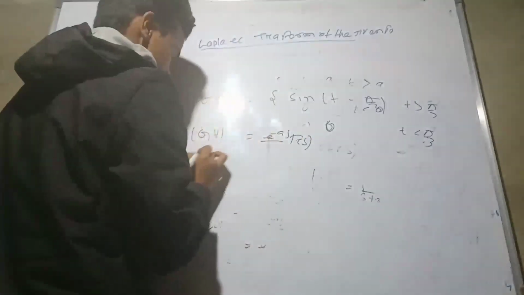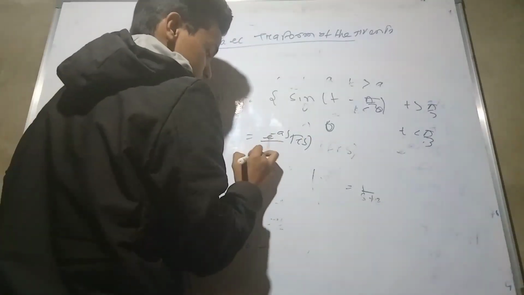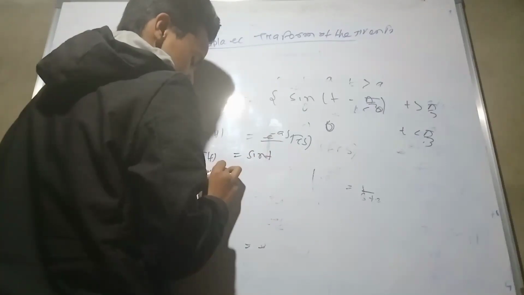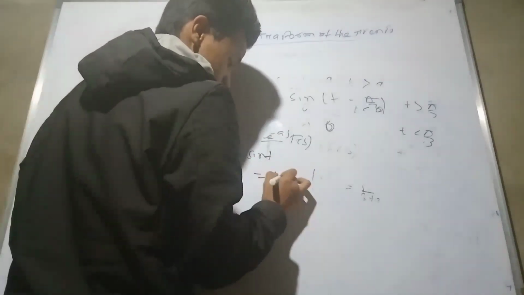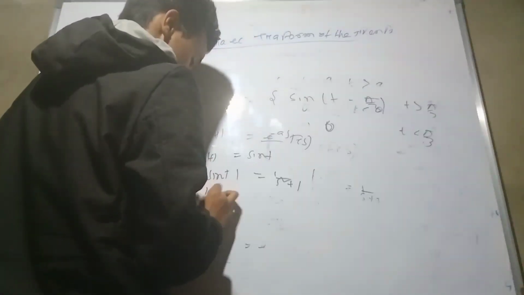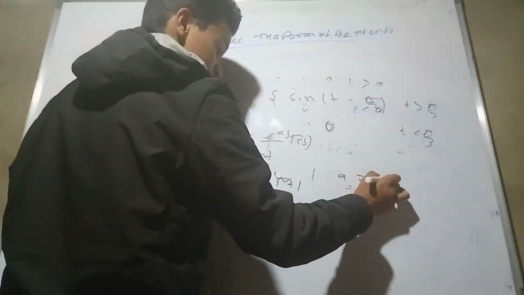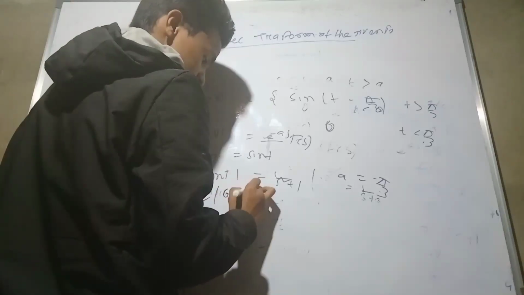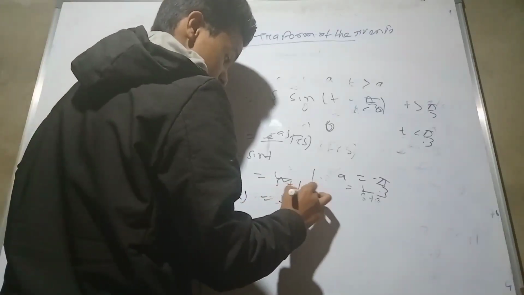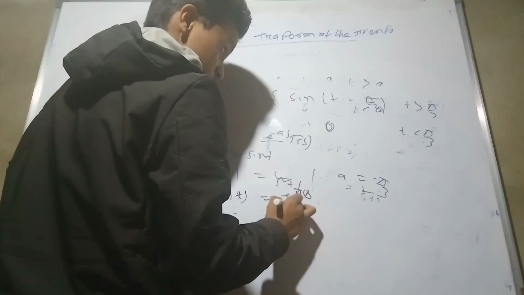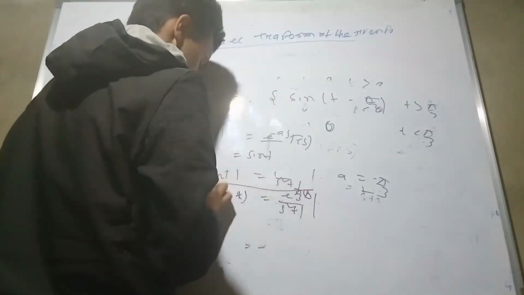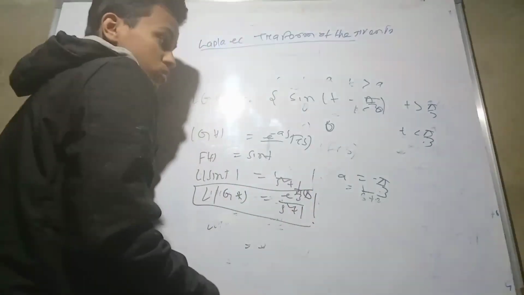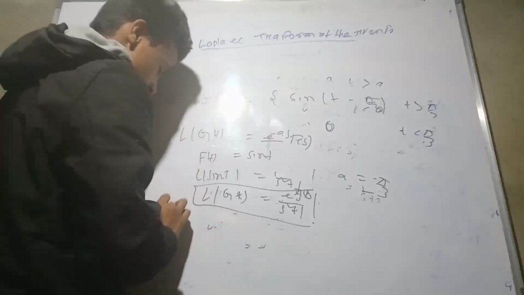Now here f(t) equals sin t, so the Laplace transform of sin t equals 1 upon s squared plus 1. Here a equals minus pi by 3. So you can easily understand it. The Laplace transform of g(t) is e^(-pi s by 3) upon s squared plus 1. That is our Laplace transform.